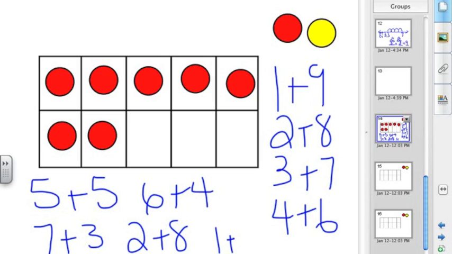Oops, I did it wrong. That was supposed to be 8 plus 2. This is supposed to be 9 plus 1.